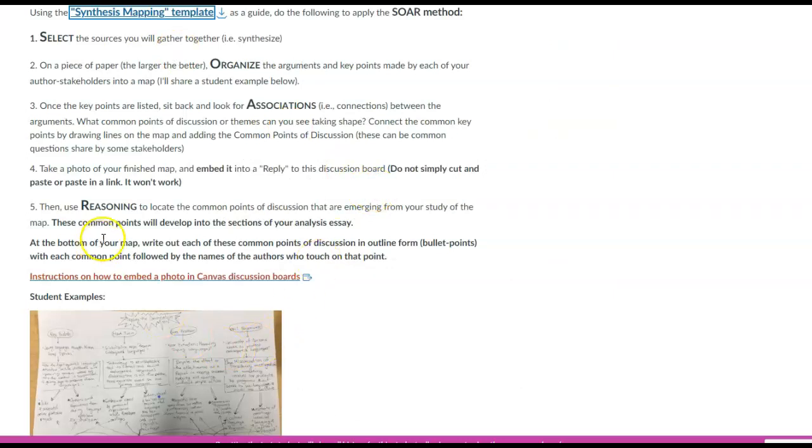So at the bottom of the map, I'm asking you to write out those common points of discussion in outline form. They're just bullet points followed by the names of the different authors that talk about that point. Okay, and that will provide you with your own template of how to organize this type of problem analysis essay. It's an awkward type of writing. It really is, but it's also a very common type of writing that you will come across many times. And so this really helps.